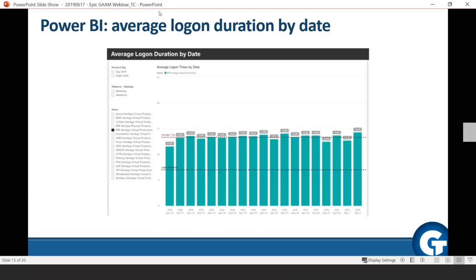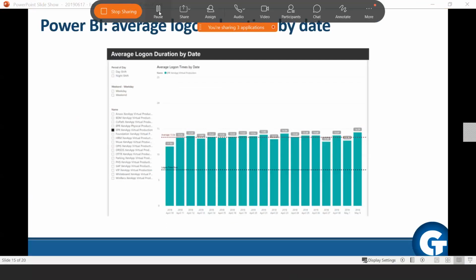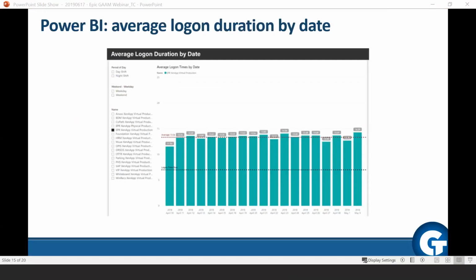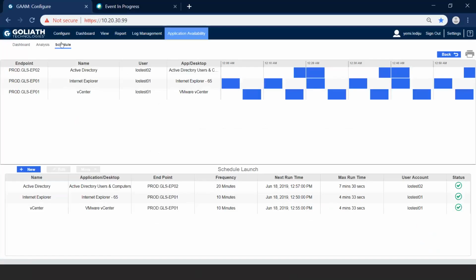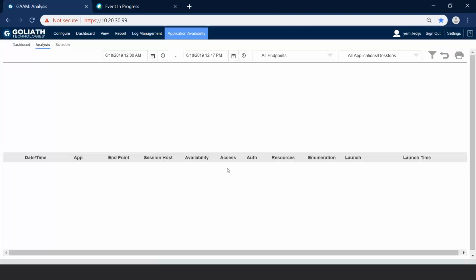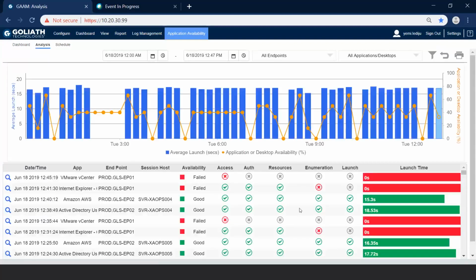Can I drill down is another question. Can I drill down and see the exact failure point? Yemi, can you go back into the product real quickly, show a failed logon while I'm answering some other questions, and see if you can show just the drill down next to one of the failures? Absolutely. The text is really what we're looking for based on this question.